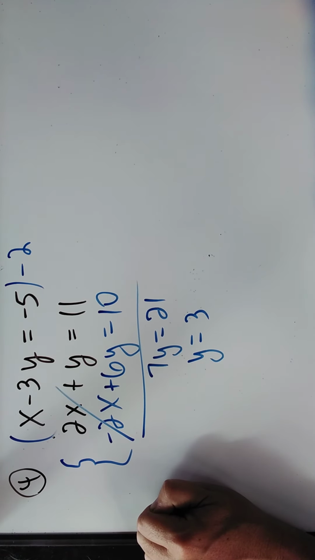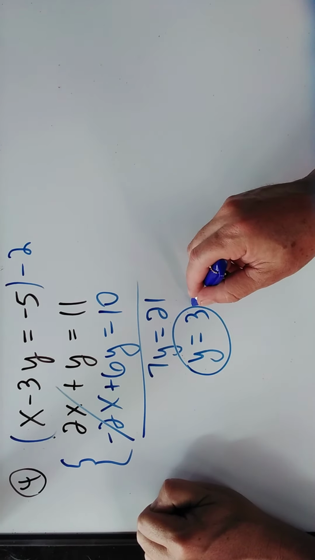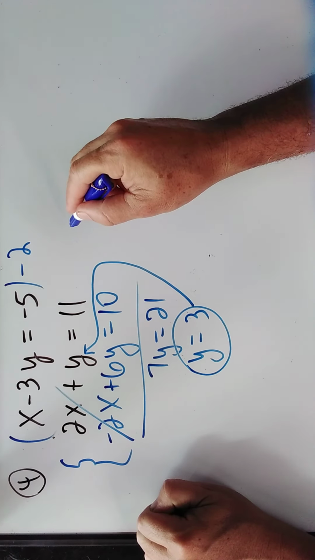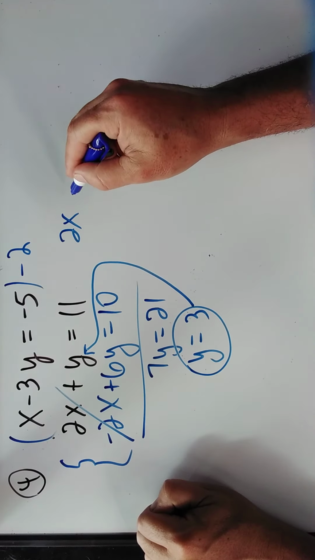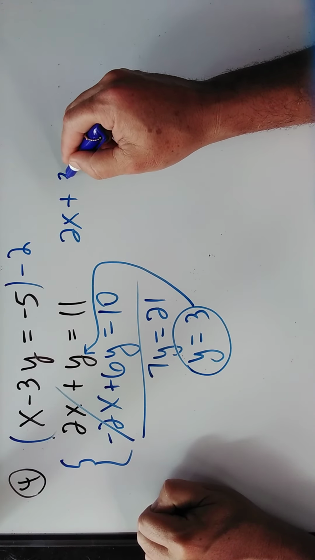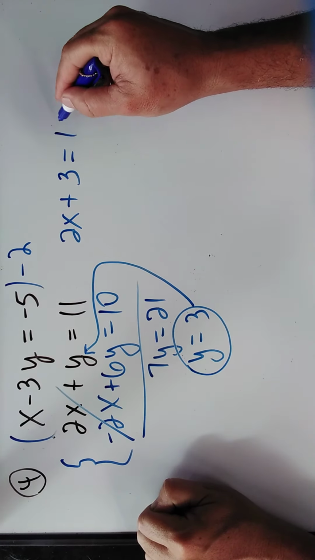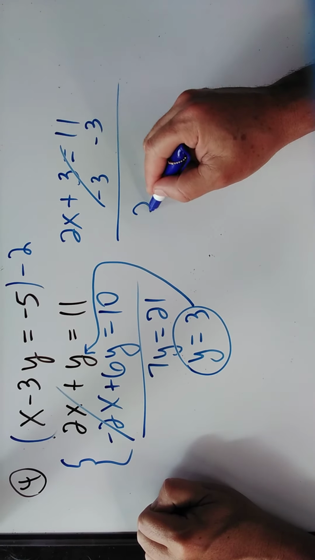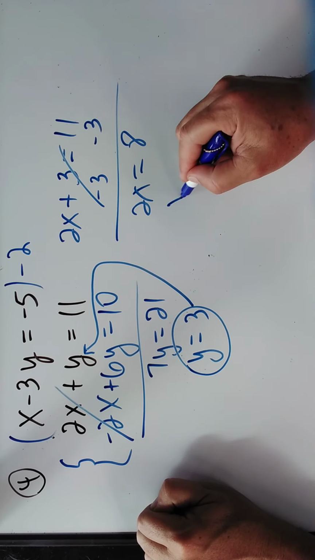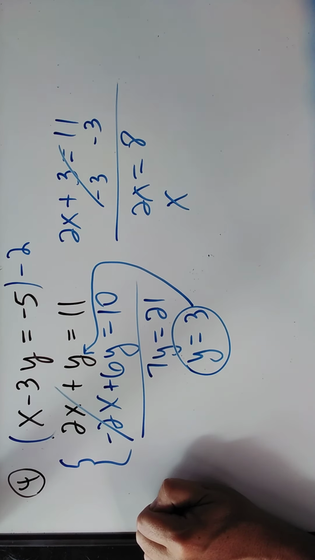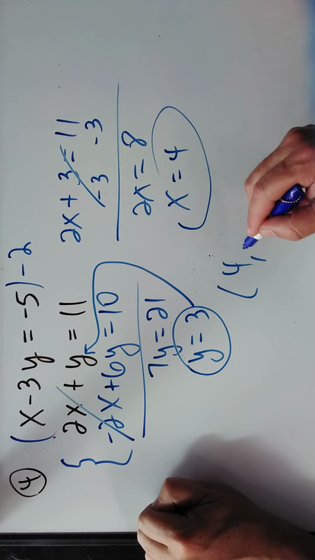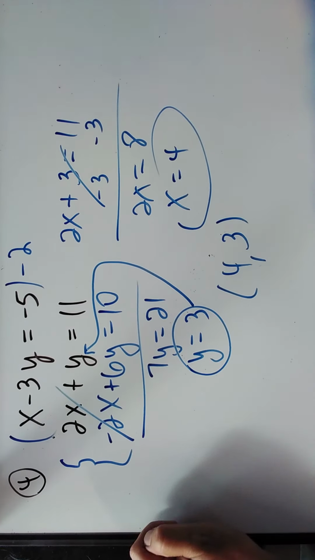And then we just plug in the 3 anywhere, in any of the two original equations. So this one seems easier, so I'm going to plug it in there. So I have 2x plus y, but I know now that y is 3, equals 11. Take away 3. 2x equals 8. x equals 4. 4 and 3 is a solution to my system.